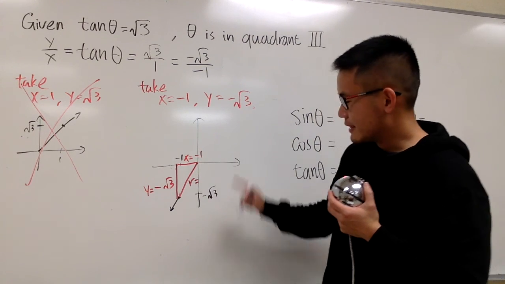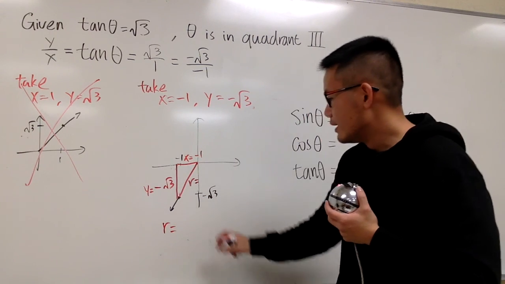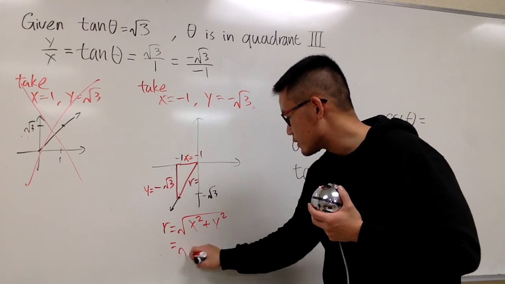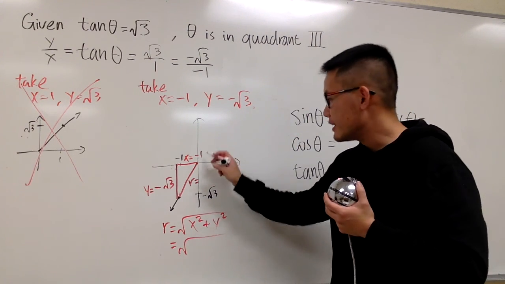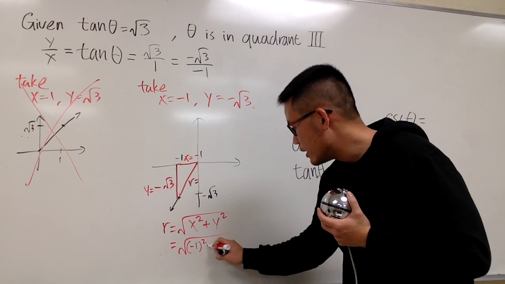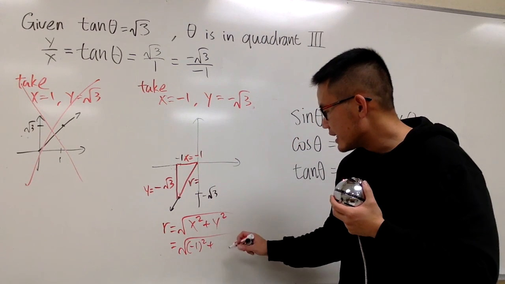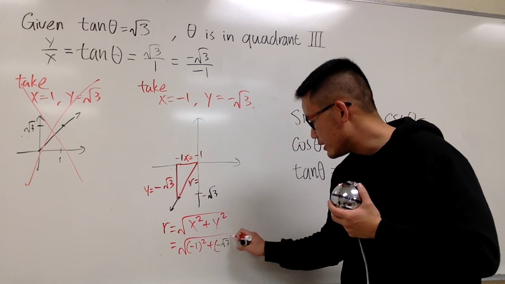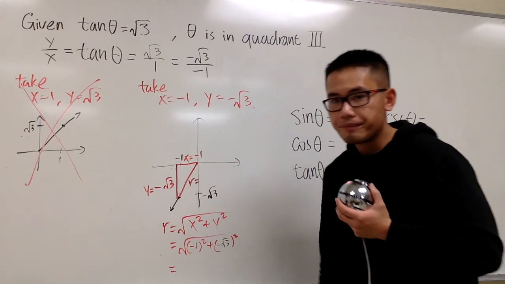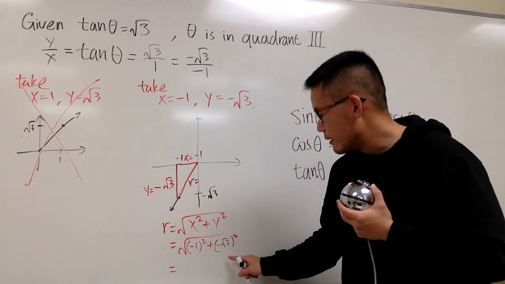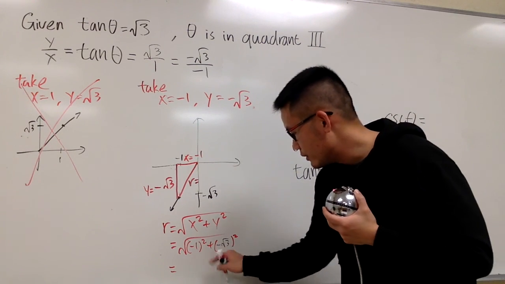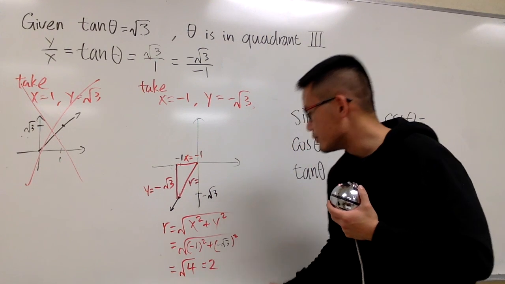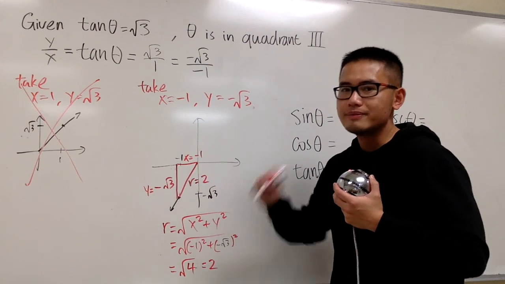Okay, anyways, r is equal to square root of x squared plus y squared, which is going to be square root of x is negative 1. So put parentheses, negative 1 squared, and you add it with y is negative square root of 3, right? So let me indicate that. Negative square root of 3, and you square that. Okay, this right here is just 1, and this right here is just 3. So when you add this up, it is a positive 4. Take a square root, you get positive 2. So r is equal to positive 2.